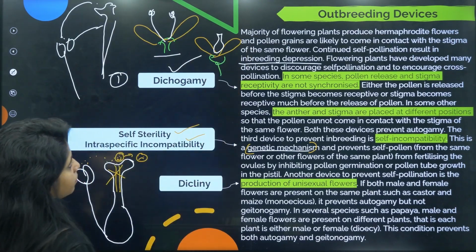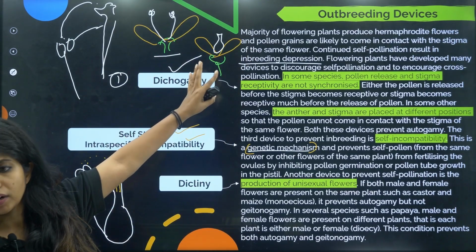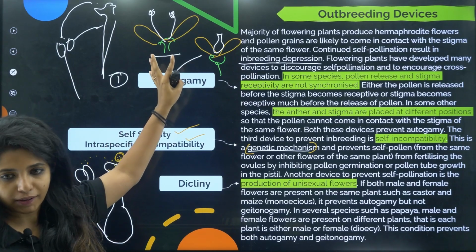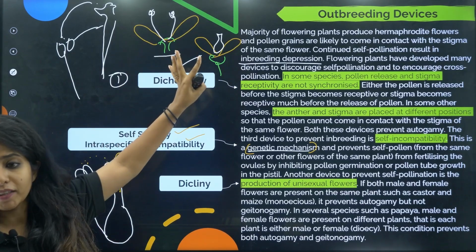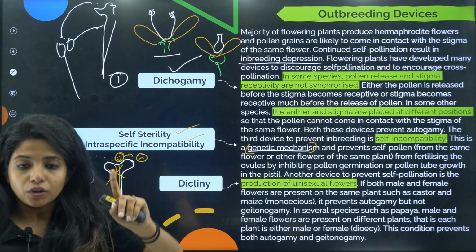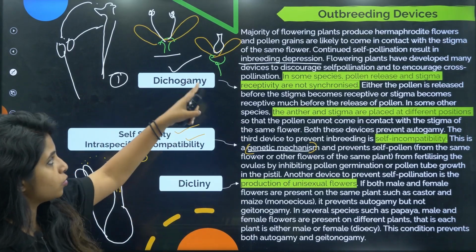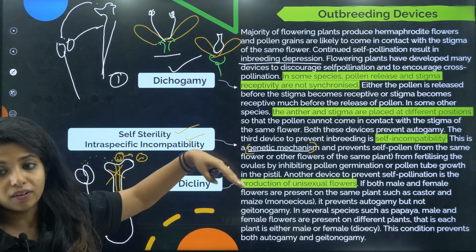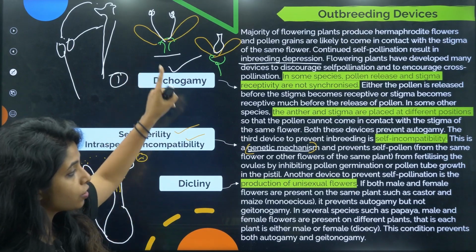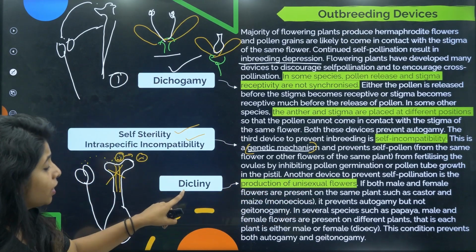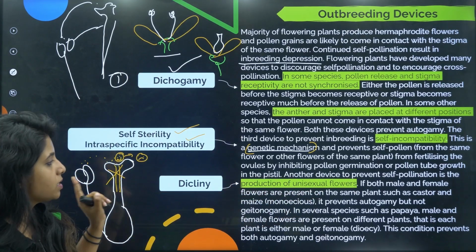Unisexual flower. But again, it has to be made sure that both of them are not in the same plant. That situation also happens, right? Both of them can be in the same plant as well, but this should also not happen. In that case only we can prevent self pollination. So anyways, production of unisexual flowers is there, and this is known as dicliny.